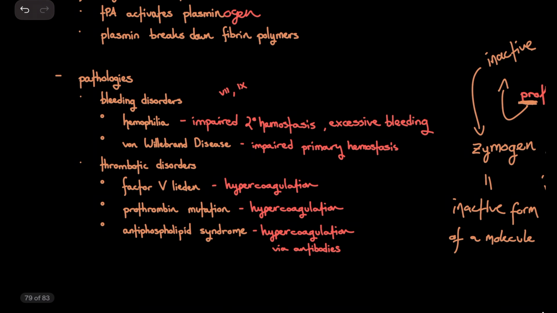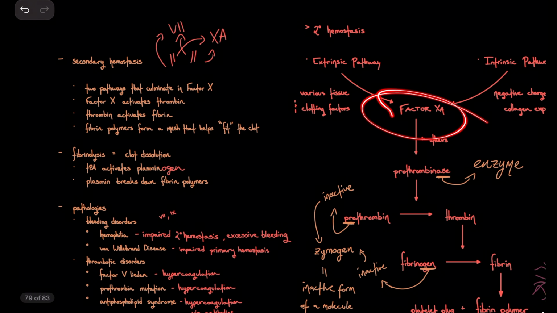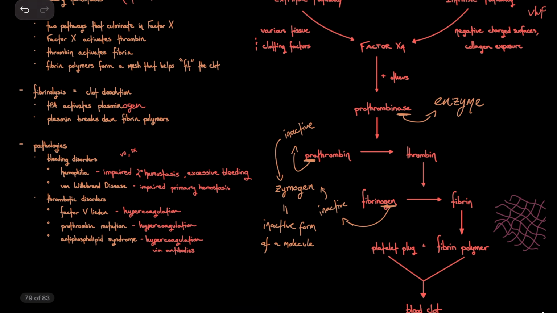Let's talk about some bleeding disorders really quick, and we'll end it there. Hemophilia, I'm sure you've heard of that before. That is that bleeding disorder. So you have impaired secondary hemostasis, and this is due to typically factor 7 and factor 9 issues, but all that means is I don't get to factor X in a reasonable amount of time. So I don't form prothrombinase. My prothrombinase doesn't activate my thrombin, and my thrombin doesn't activate my fibrin. I don't get a good clot to form.